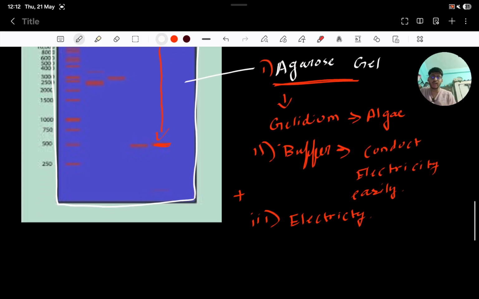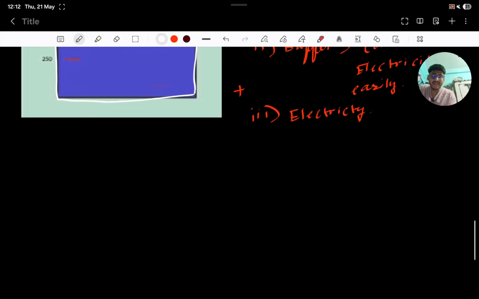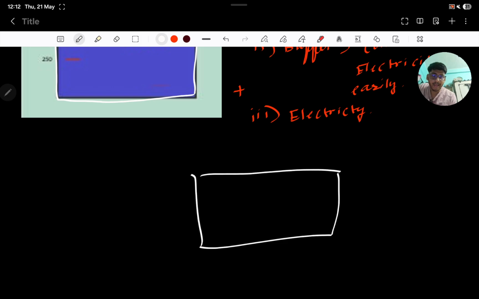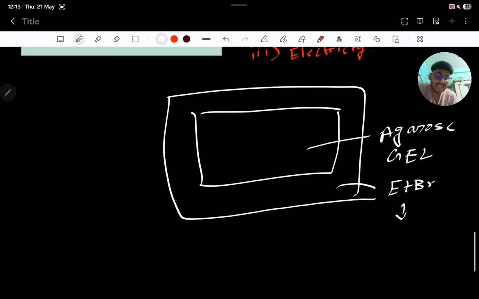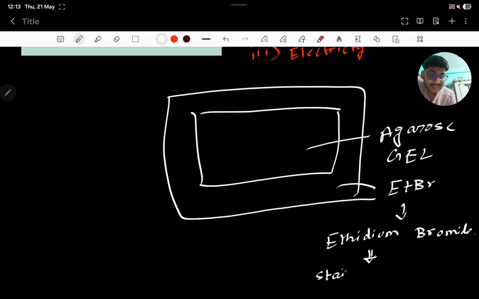So with this gel we will be keeping this whole gel in a tray. Suppose this is the agarose gel, and the tray will be filled with EtBr or ethidium bromide. It is known as ethidium bromide. Please remember, ethidium bromide, which will stain the DNA.